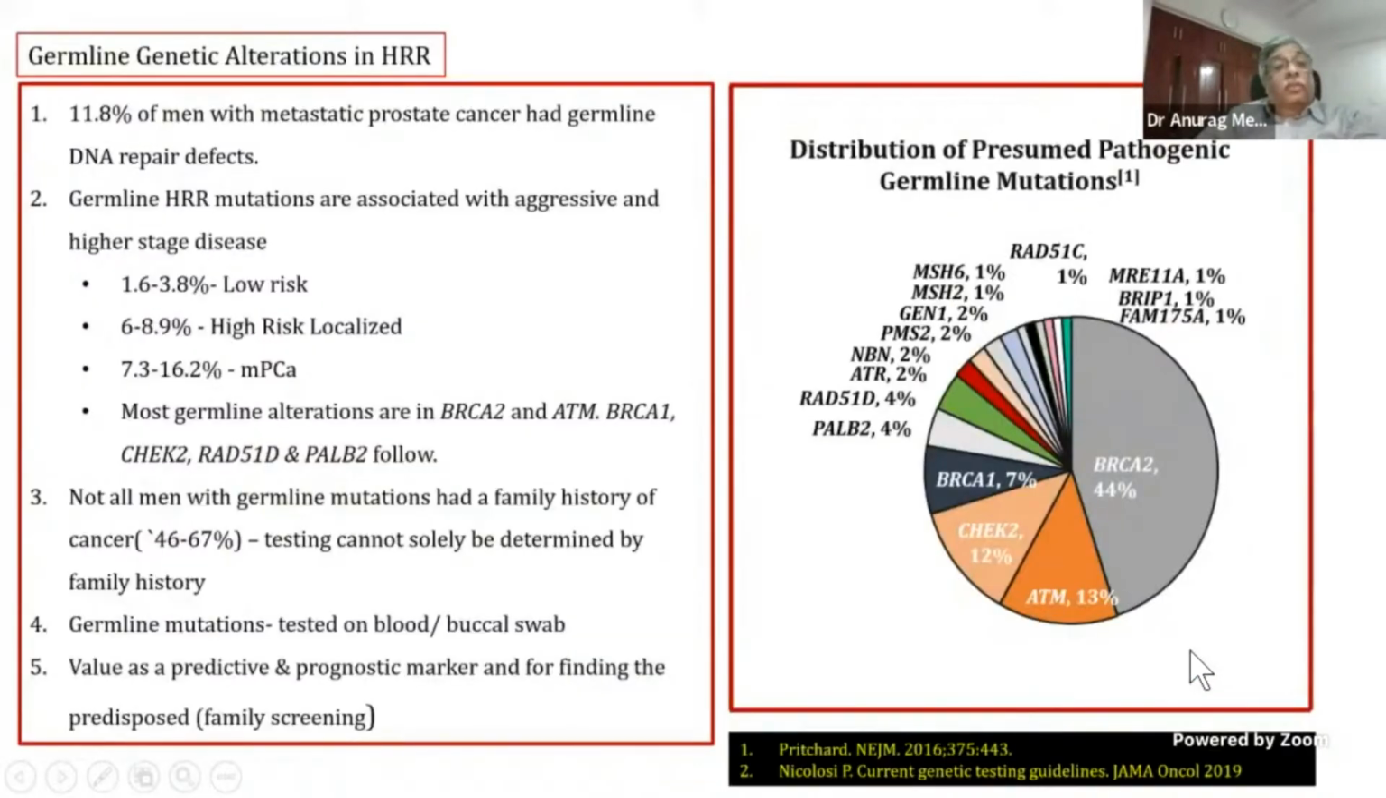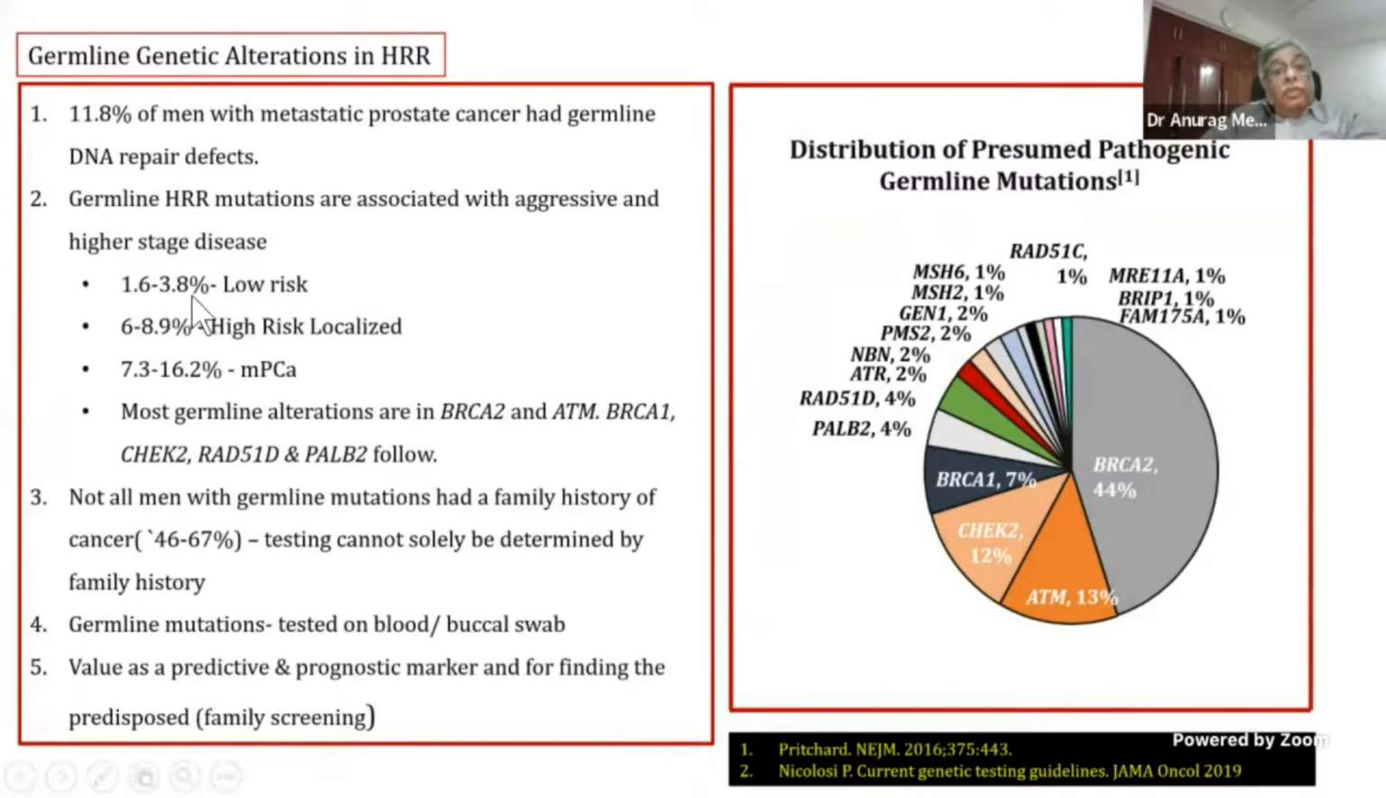So with this knowledge, we will see what are the attributes of a cancer which have germline genetic alterations, and what are the attributes of the cancers which have somatic genetic alterations. So those cancers which have a germline genetic alteration, they account for about 11.8% of all the metastatic prostate cancers. And the germline HRR mutations are associated with aggressive phenotype, higher stage at diagnosis, and inferior survival.